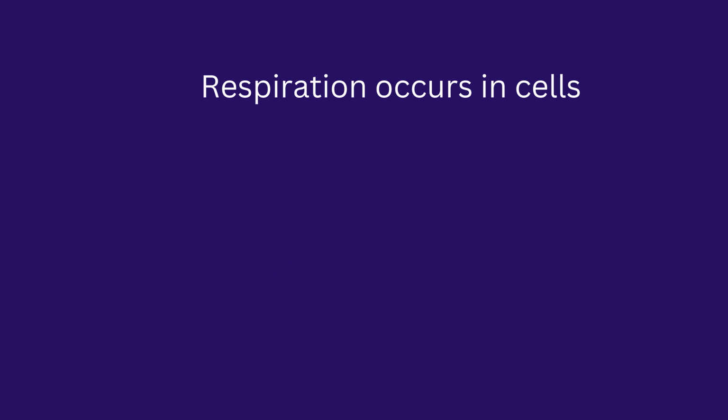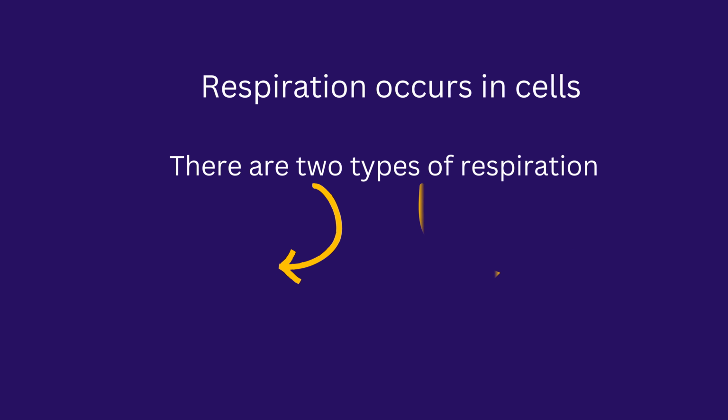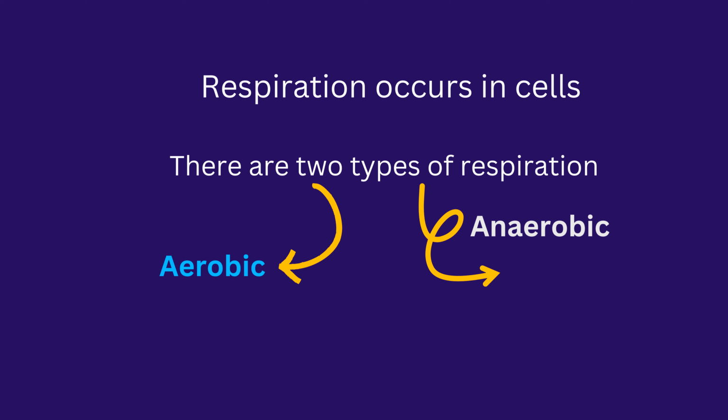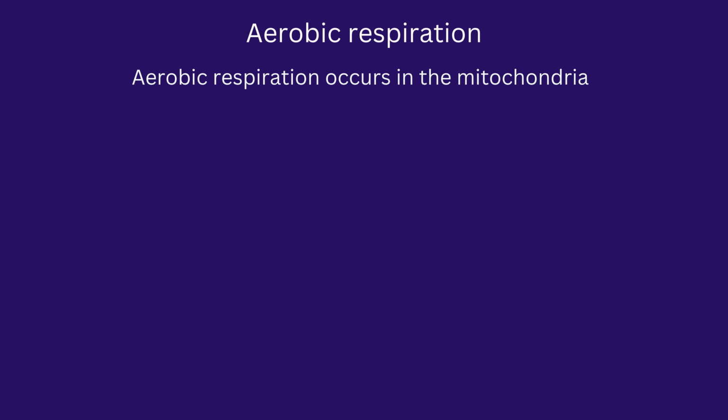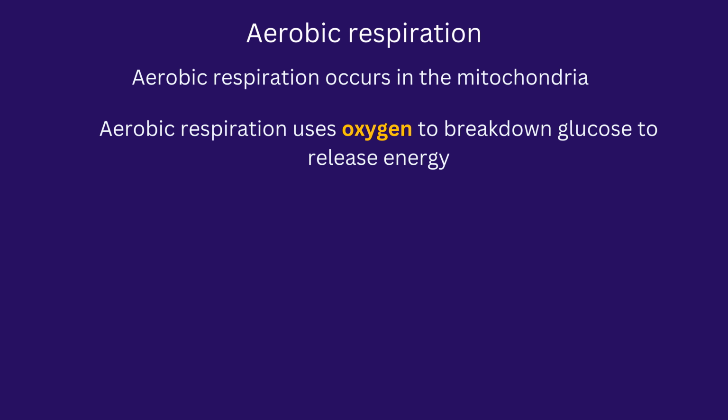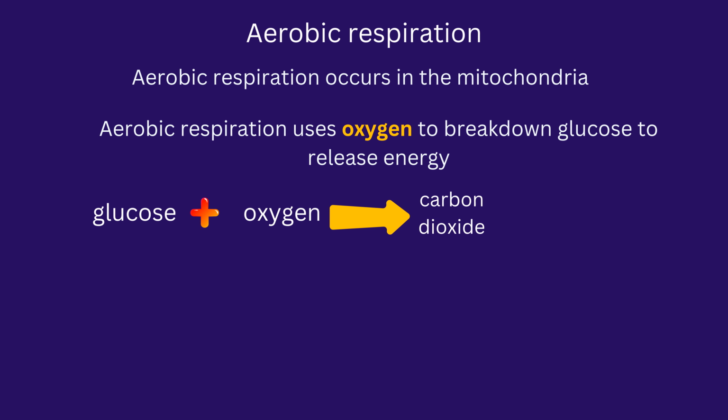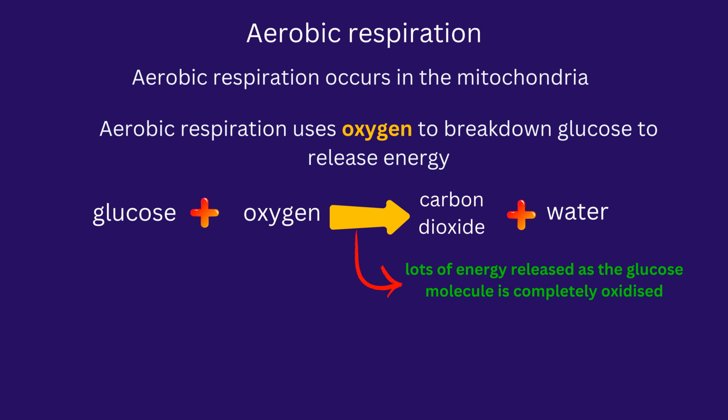Respiration occurs in cells. There are 2 types of respiration. Do you know the name of the 2 types of respiration? Aerobic and anaerobic respiration. Let us talk about aerobic respiration. Aerobic respiration occurs in the mitochondria. Aerobic respiration uses oxygen to break down glucose to release energy. Here is the word equation for aerobic respiration. It is glucose plus oxygen to produce carbon dioxide and water. Lots of energy is released as the glucose molecule is completely oxidized.